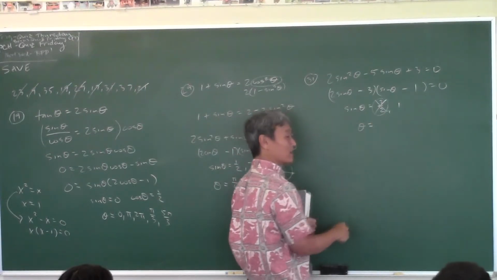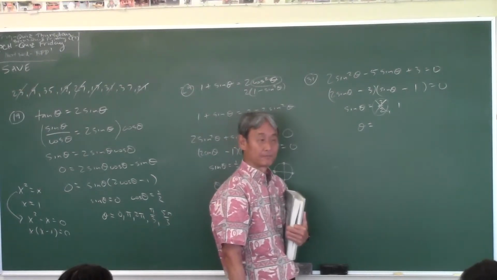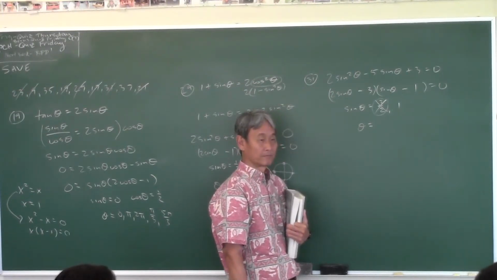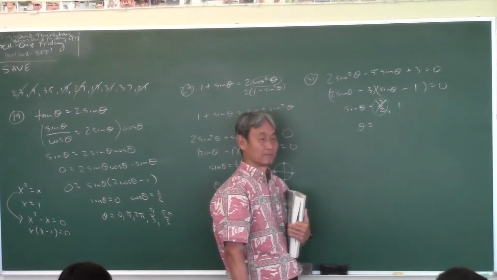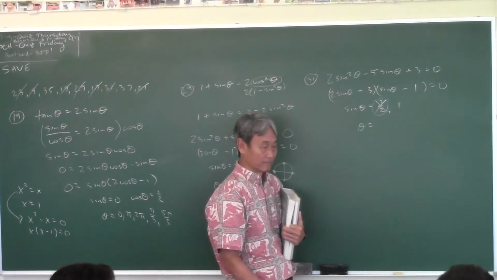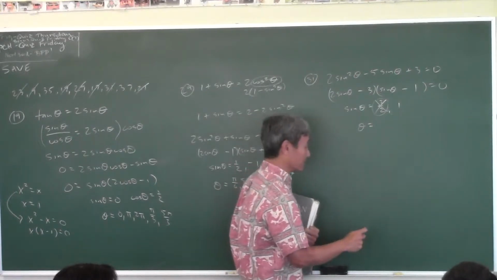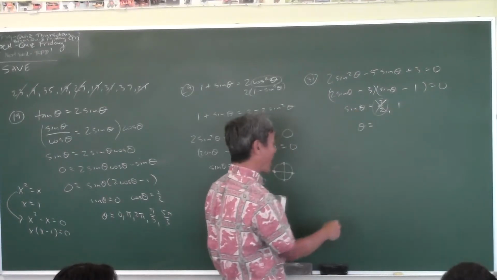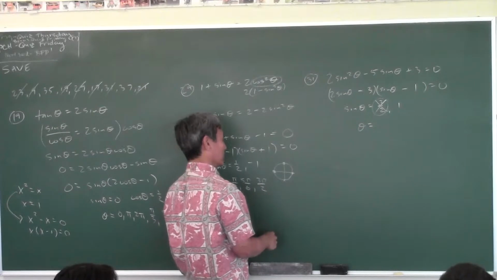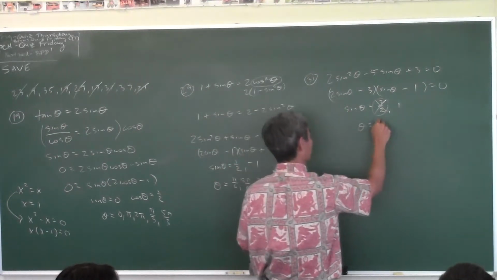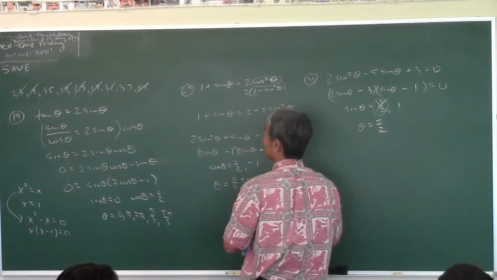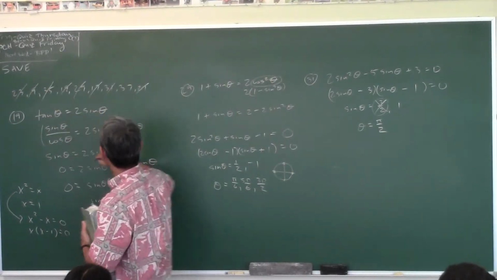Sine of what angle is 1? Sine, no, sine is the y value. Where is the y coordinate? Pi over 2. Okay, there you go, pi over 2.